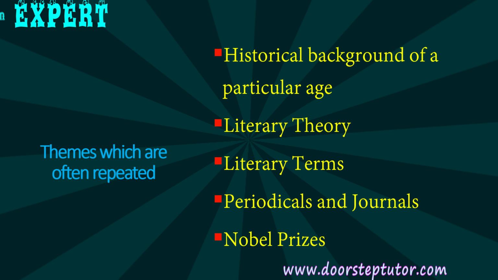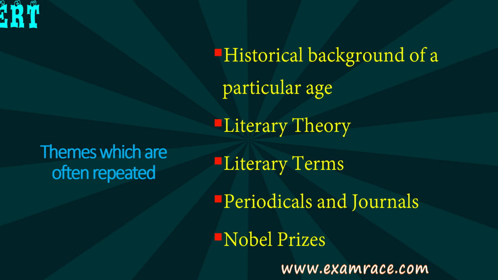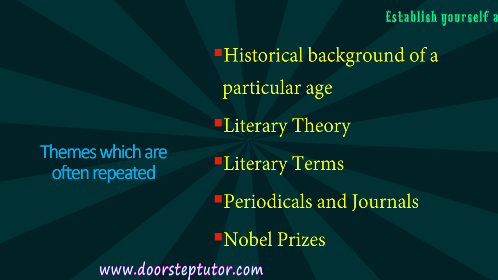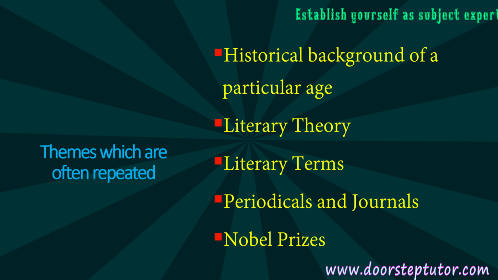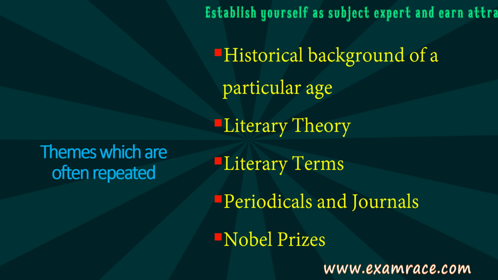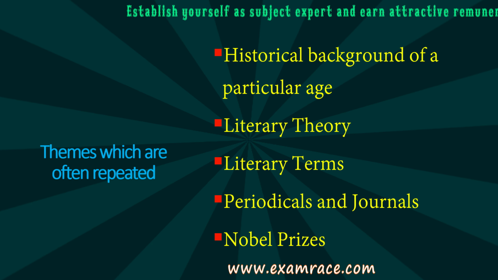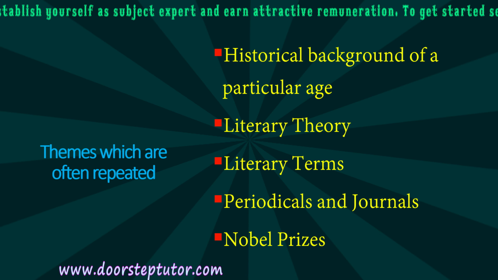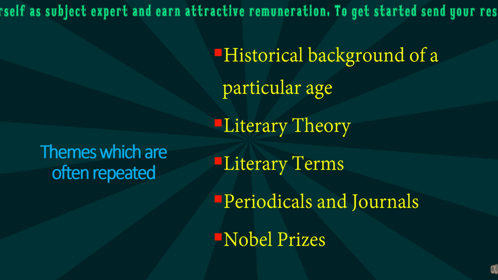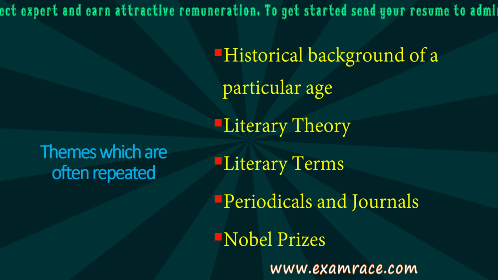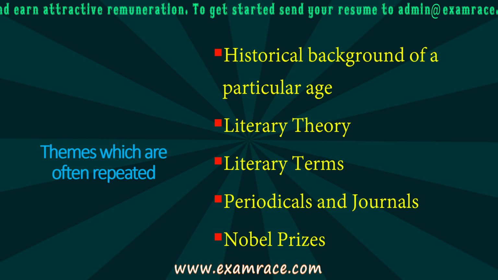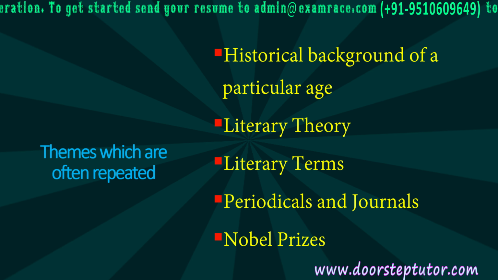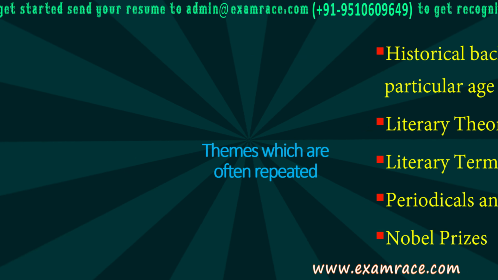Like this year, a question was also asked about the Jazz Age, the Lost Generation, etc. Literary theory, literary terms, periodicals and journals, and Nobel Prizes. This year there was not a question about Nobel Prizes, but earlier UGC used to ask about Nobel Prizes. You have to prepare thoroughly about the Nobel Prizes in literature, and the authors should be thoroughly prepared.